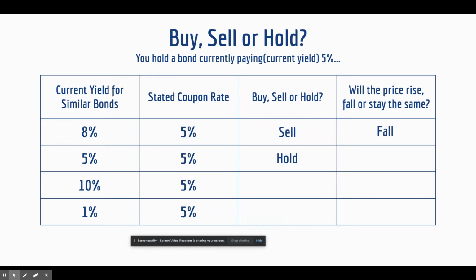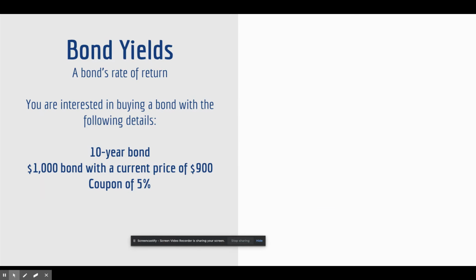If it's a similar or the exact same interest rate, the yield is the same for the bonds, I'm likely to hold, and then the prices will probably stay the same. Now, here's the other example that we looked at. We have a significantly higher yield. I am more likely to sell, and then the prices will fall. But again, what happens when the stated coupon rate is higher than what current yields will offer? You buy, and then the prices will end up rising.